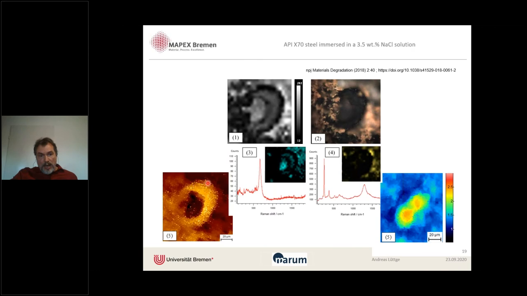And then if this is all dissolved and removed with, in this case, Clark's solution, we see here the topography of the corroded surface. And you can see what you did not imagine, that you have two deep pits that drive the corrosion process of this steel material.